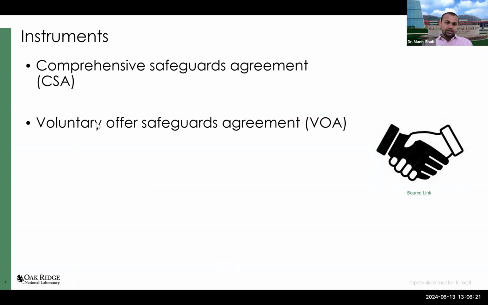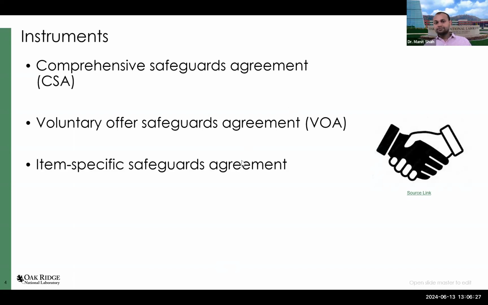Cool. So the VOA is essentially for nuclear weapon states, which are five of them. And then there are item-specific agreements, which are essentially for states that are not party to the NPT and have some specific locations or sites that are under international safeguards with the IAEA. And then the last one is the additional protocol. Subsequent to the CSA, the additional protocol came into play, which provides more means for the IAEA to impose safeguards measures to verify declarations and detect misuse.